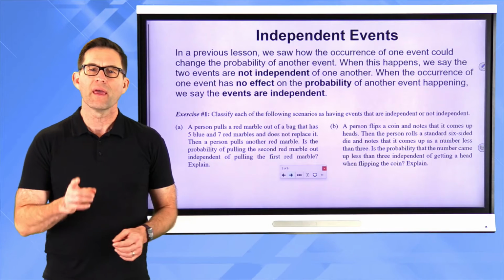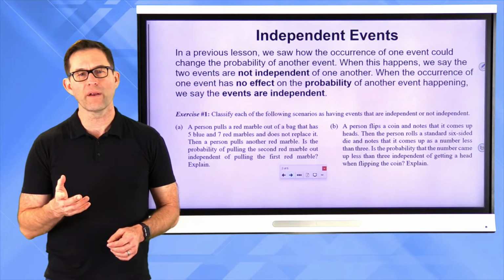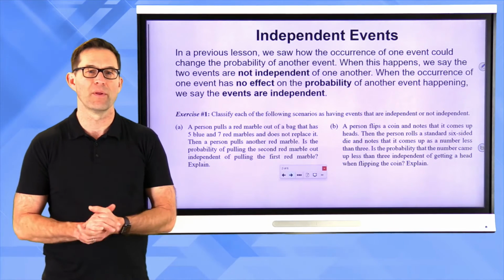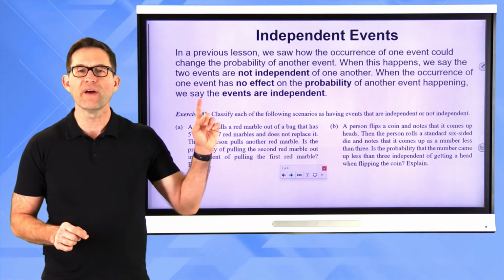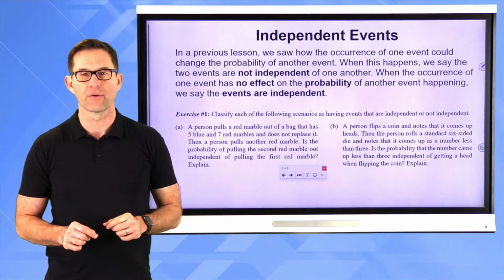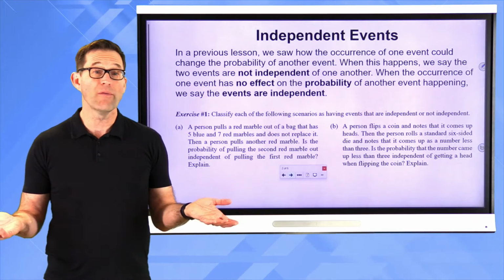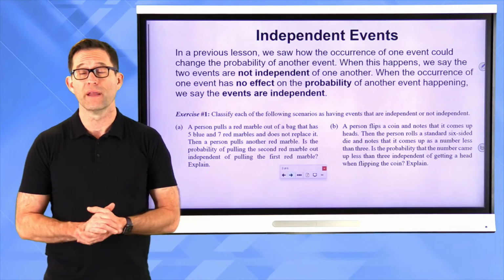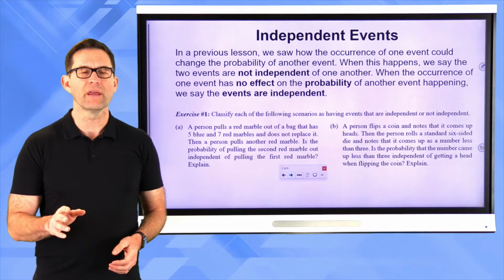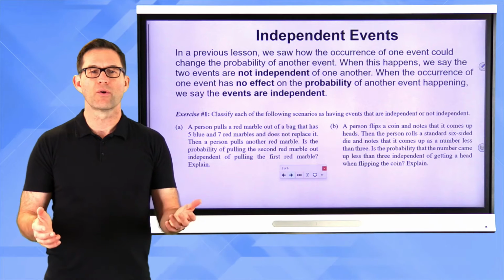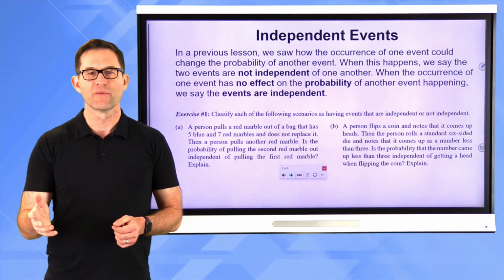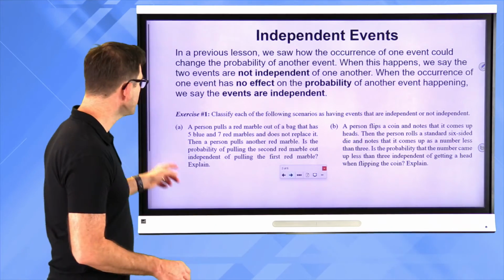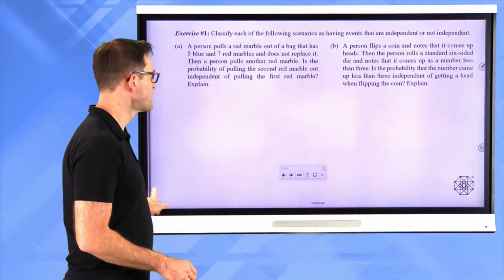Independent events. In a previous lesson, we saw how the occurrence of one event could change the probability of another event. That was what was known as conditional probability. When this happens, we say that the two events are not independent of one another. When the occurrence of one event has no effect on the probability of another event happening, we say that the events are independent. Now, a lot of times it's very easy, from a theoretical probability perspective, to say, sure, these two events are independent or these two events are not independent. All right, so let's take a look at that scenario in exercise number 1.